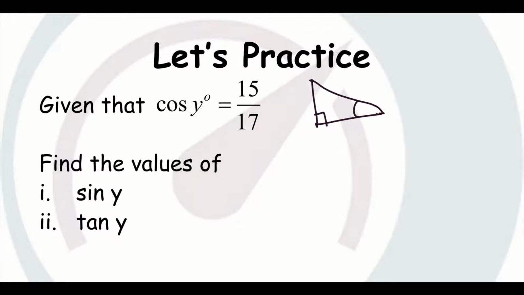Alright, let's make this the angle y. So this side is going to be the opposite. This side is going to be the hypotenuse. And this side is going to be the adjacent. So we're given the angle y.